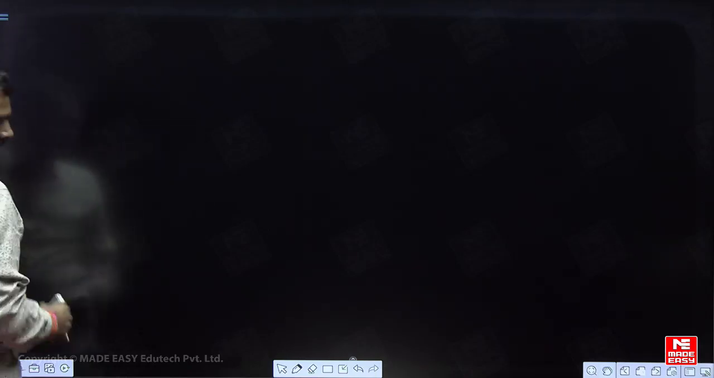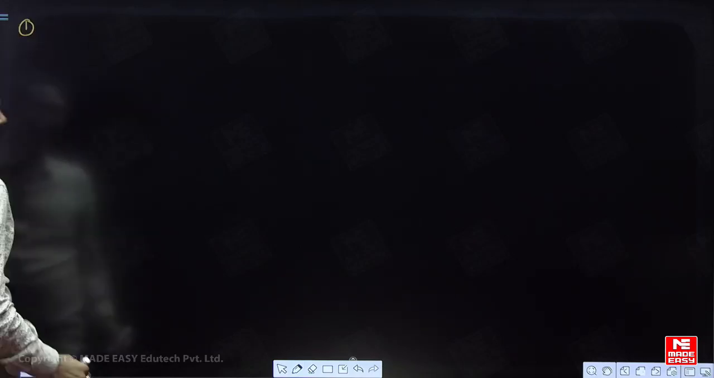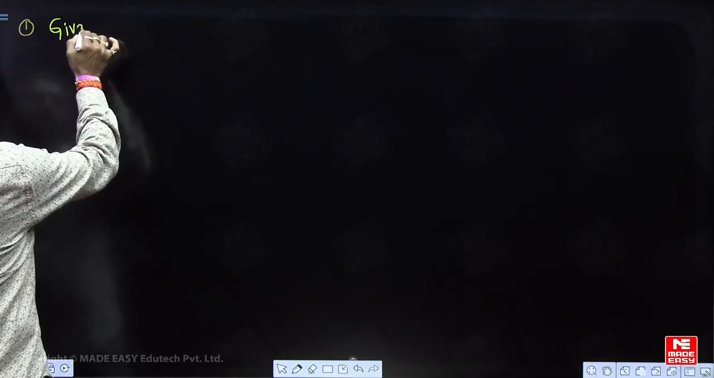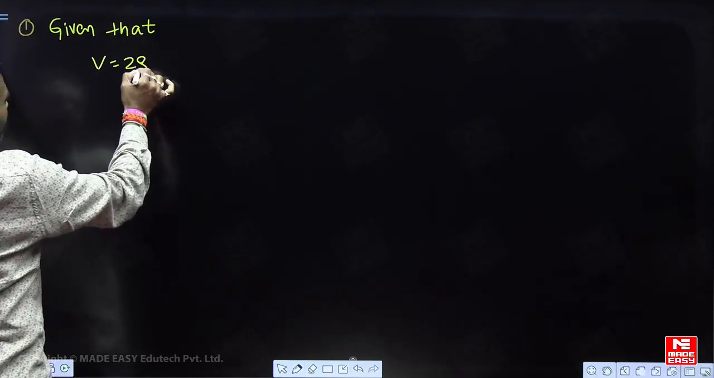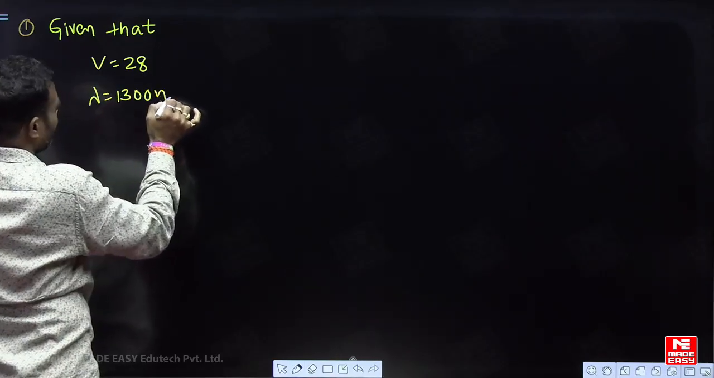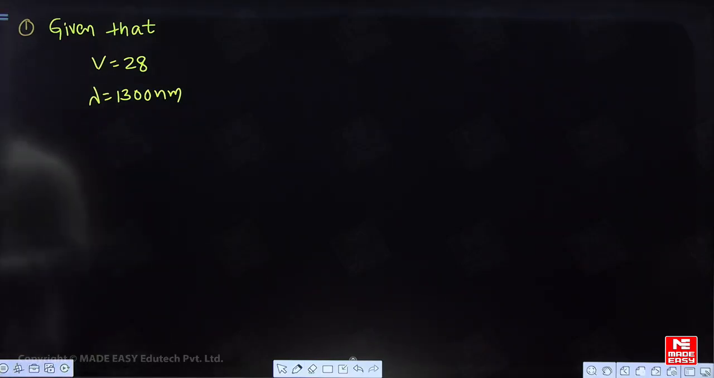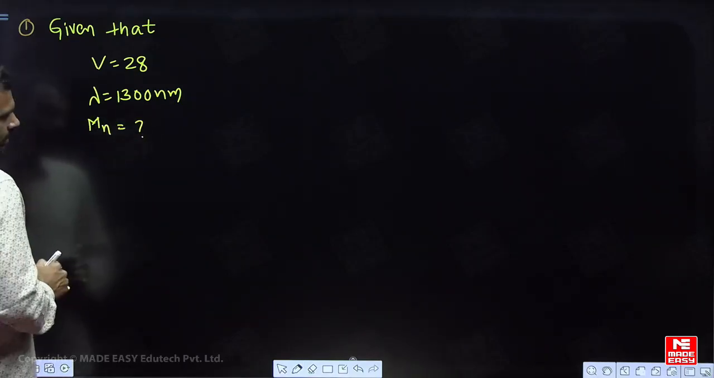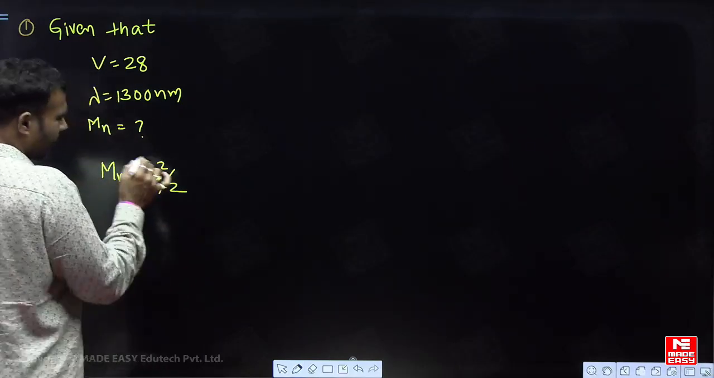So, you are seeing the first question, question number 1. The normalized frequency is given, so the value of V is equal to 28 and lambda is also given, 1300 nanometers. Then it asks us to find the number of guided modes. Mn is equal to how much? The number of guided modes is given by the formula V square by 2. Sir, how can I use it like this?